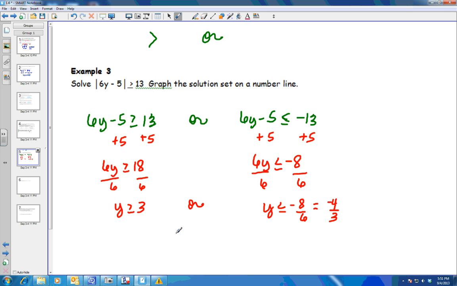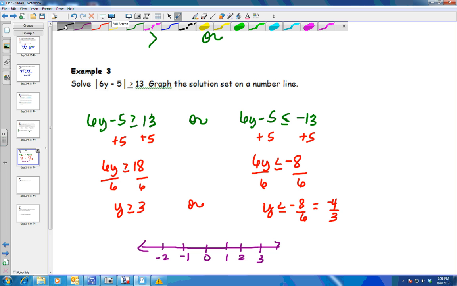Okay, so now I need to graph this. So when I graph this, I know this is negative 1 and 1/3. So I'm going to start with negative 2, negative 1, 0, 1, 2, 3. All right, so let's do this one first. Y is greater than or equal to 3. So when I graph that, I'm going to go to 3. It's a closed circle. And Y is greater than, so it's going to be pointing this way.